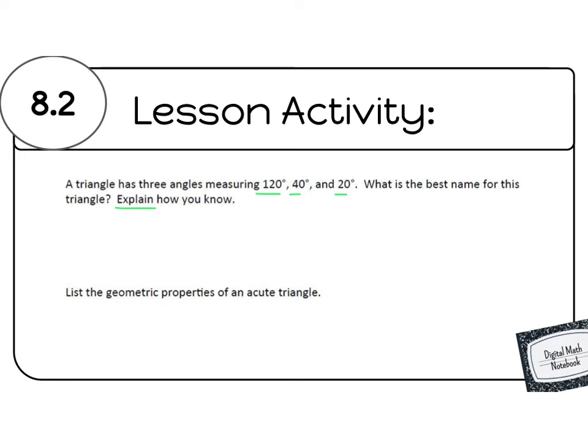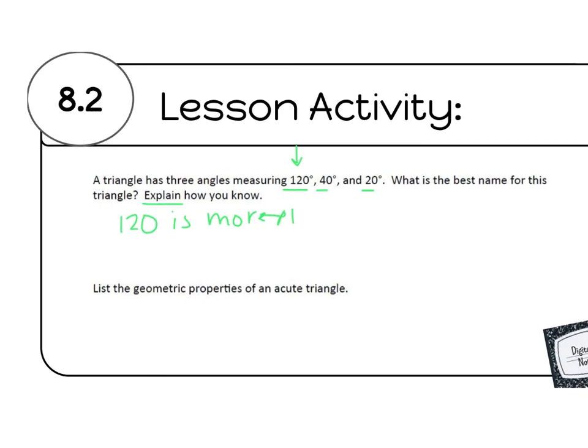Well, when I look at this, I see that 120 sticks out to me first. 120 is more than 90, so that means that it is not right, but obtuse. So I'm going to explain my thinking. 120 is more than 90. Sorry, my slide moved. So that means that it is obtuse. So this triangle is an obtuse triangle.